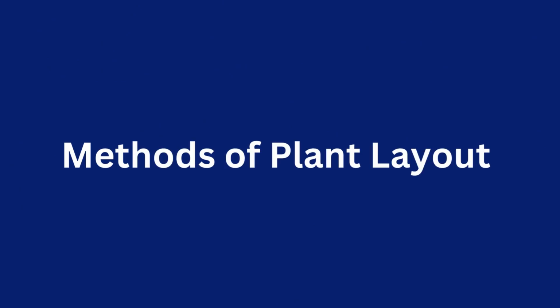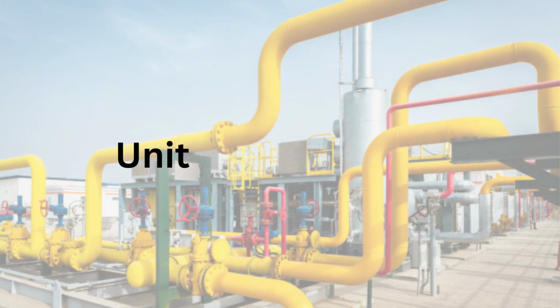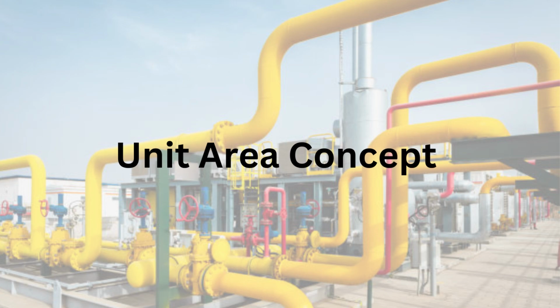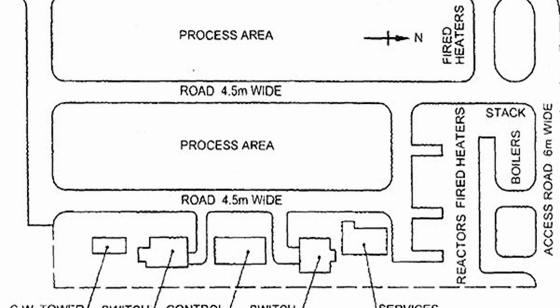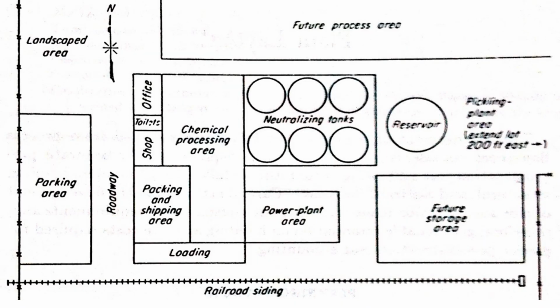Methods of plant layout. In that, first is the unit area concept, plot plan. Basic blocks are used to mention units. It gives a rough idea of the entire plant. Based on it, a detailed plant layout unit-wise may be prepared as per the diagram. You can refer to the simple block diagram where the actual representation of the areas is shown in the blocks.